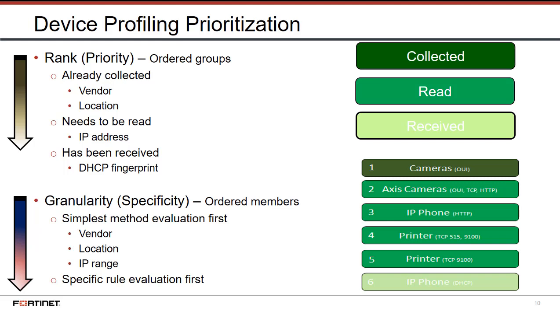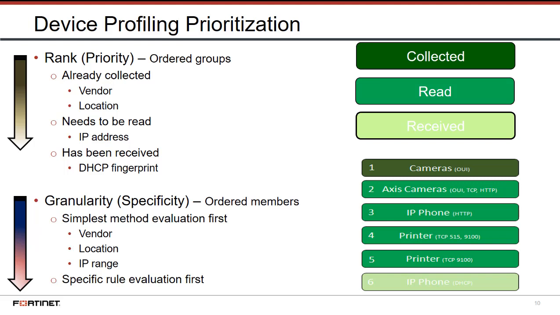So once we've broken our rules up into those three groups, we then sort within the group, putting the collected on top of the read, and putting the read on top of the received, as they're sorted. So in the bottom half on the right, you'll see an example, and I'll explain why we've done this. We only had one rule that used vendor and location only, and that was our cameras rule, and it was strictly relying on vendor OUI. That was the only one, so we put that right at the top. The reason for that is it is so fast for the Fortinet to go through and validate that, because it's information it already has.